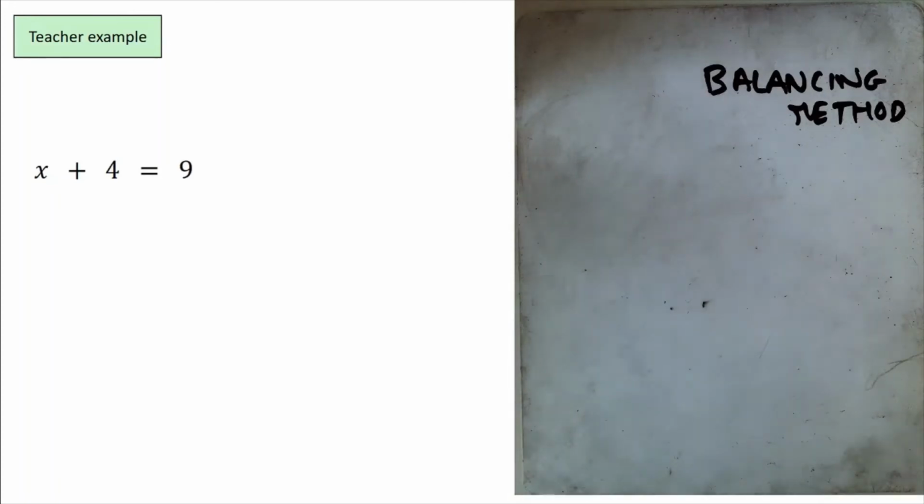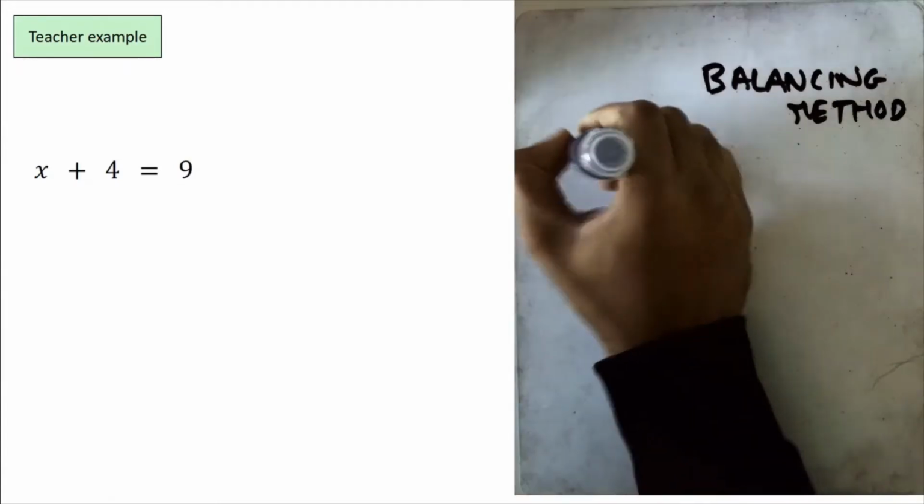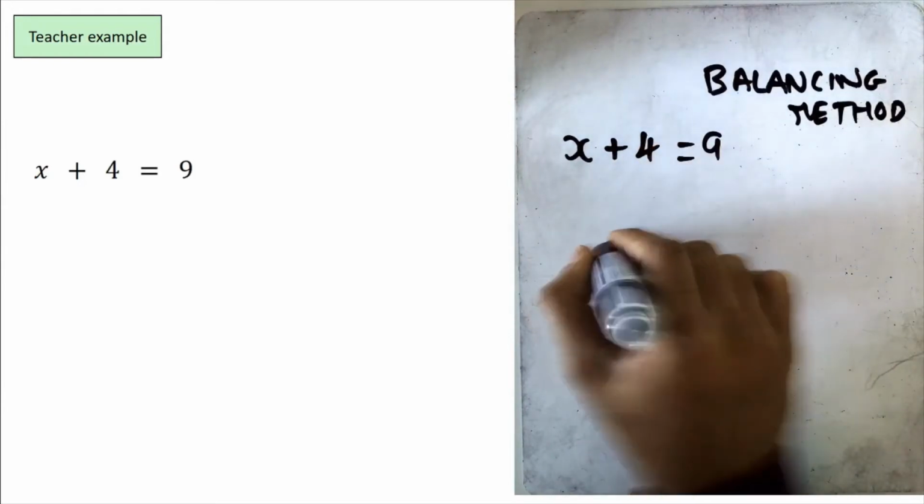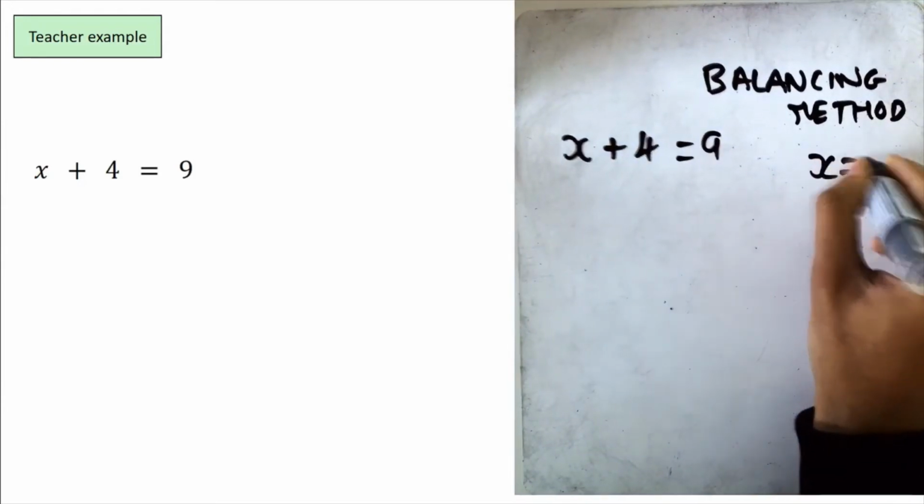Look at this one example over here. x plus 4 is equal to 9. How can we work out what x is equal to? Because that is what the end goal is. We want x and we want to get x alone. So we want something that says x is equal to something.